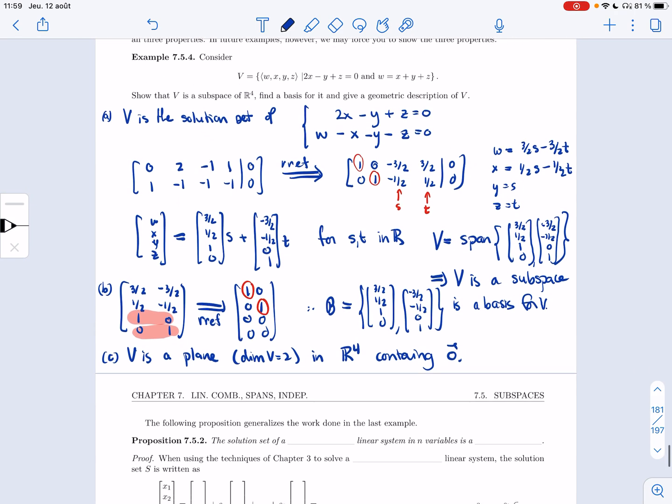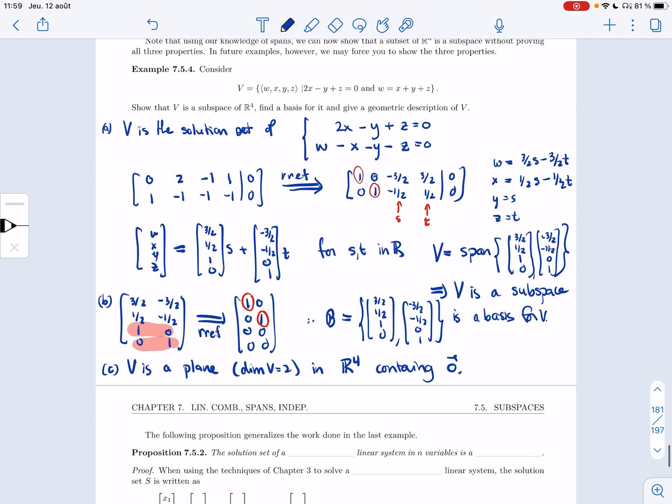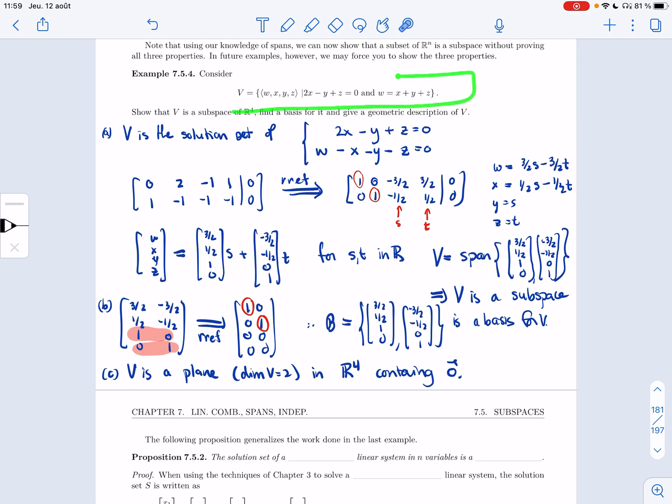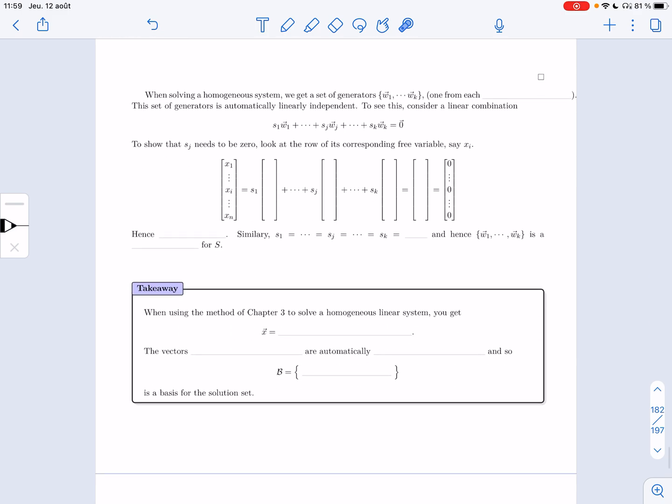All right, so in the next example, we'll prove one more proposition that's going to build on this example, actually. And then we'll be done.